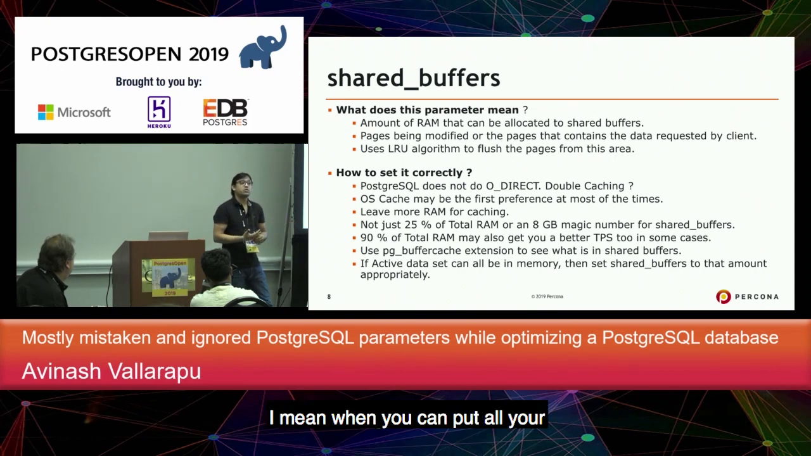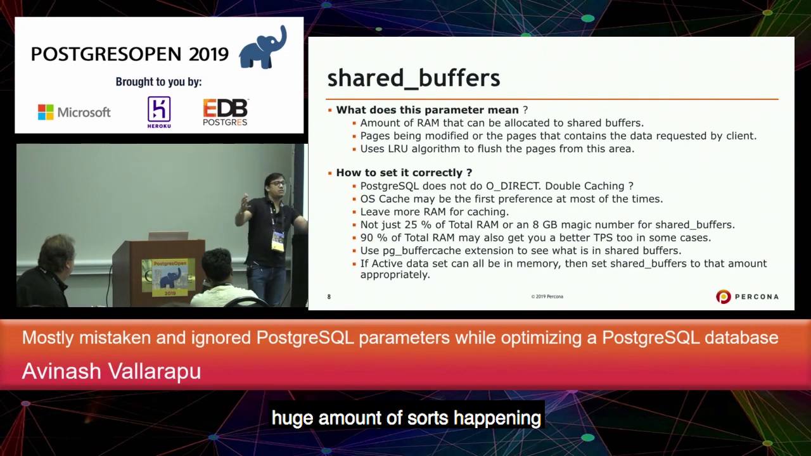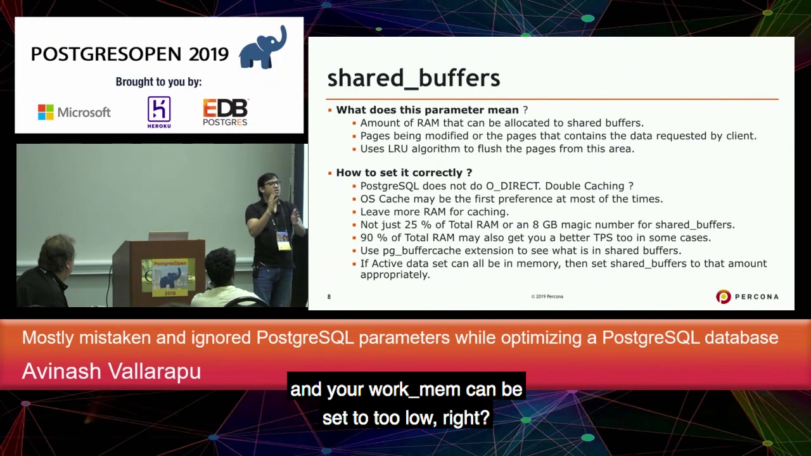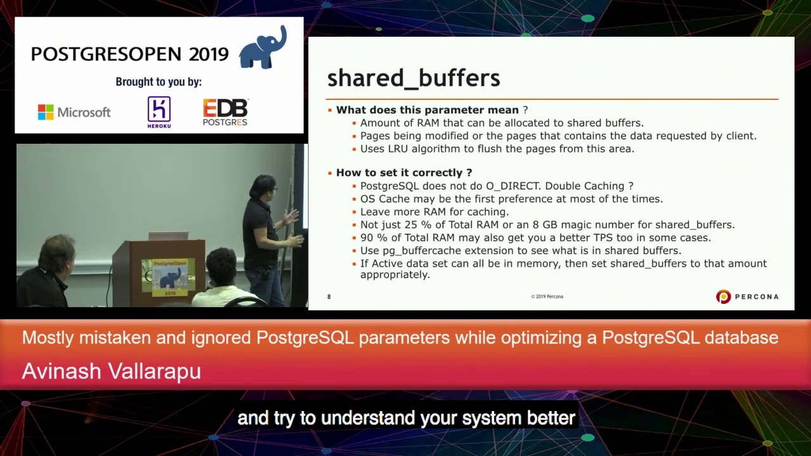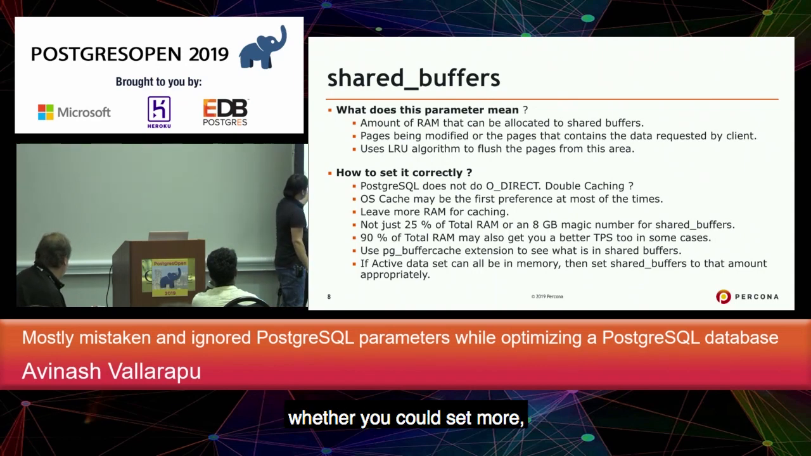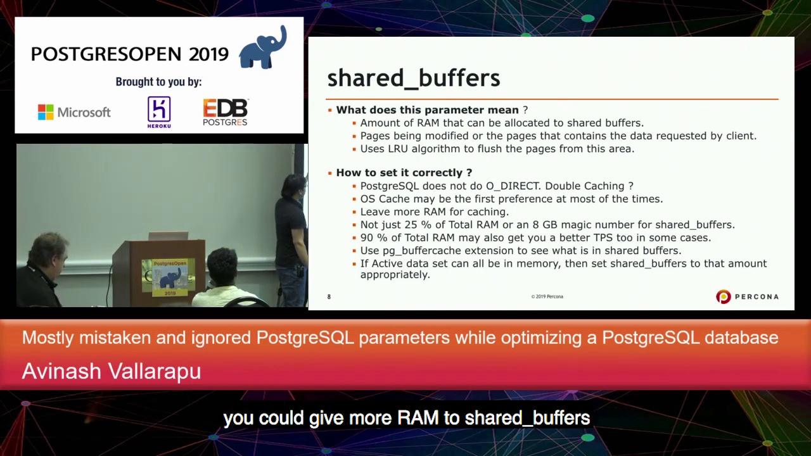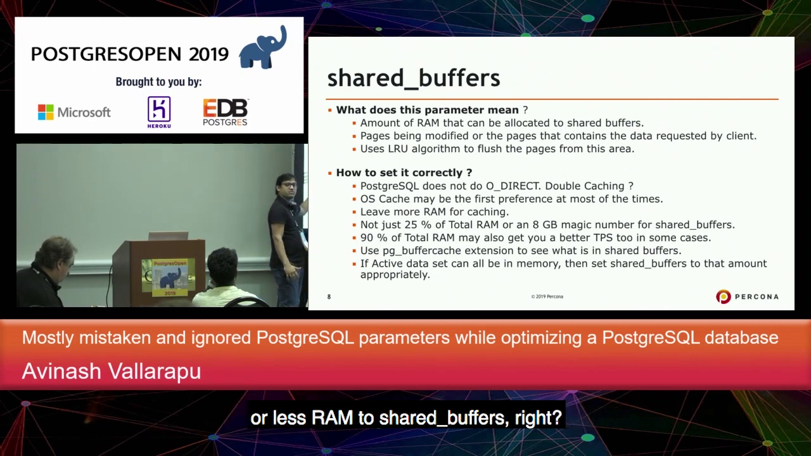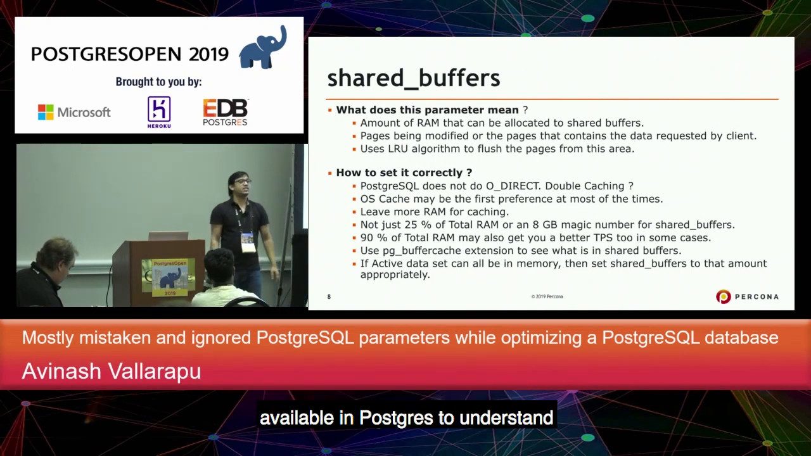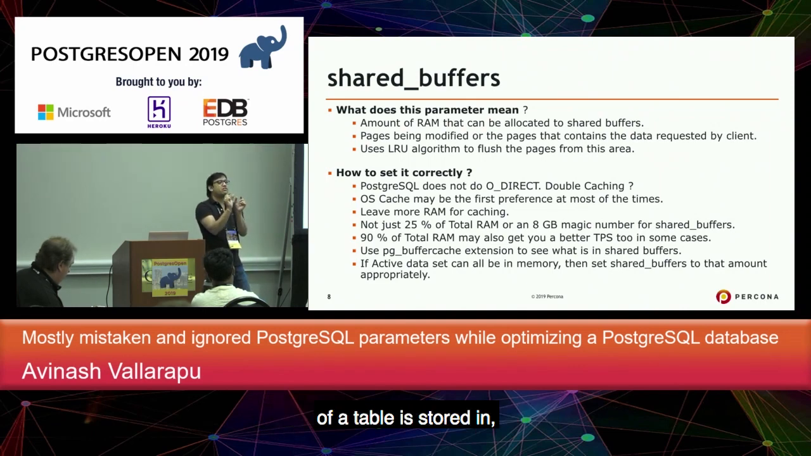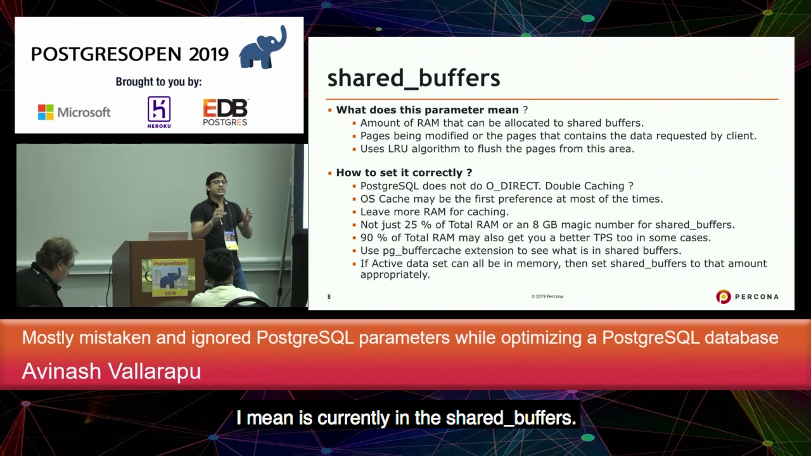I mean, when you can put all your active data set in memory, and at the same time you do not have a huge amount of sorts happening, and your work_mem can be set to too low, right? You could go ahead and try to understand your system better in a way that you could understand whether you could give more RAM to shared buffers or less RAM to shared buffers, right? And pg_buffercache is one of the beautiful extensions available in Postgres to understand what's in your shared buffers. So you could see how much portion of a table is currently in the shared buffers.